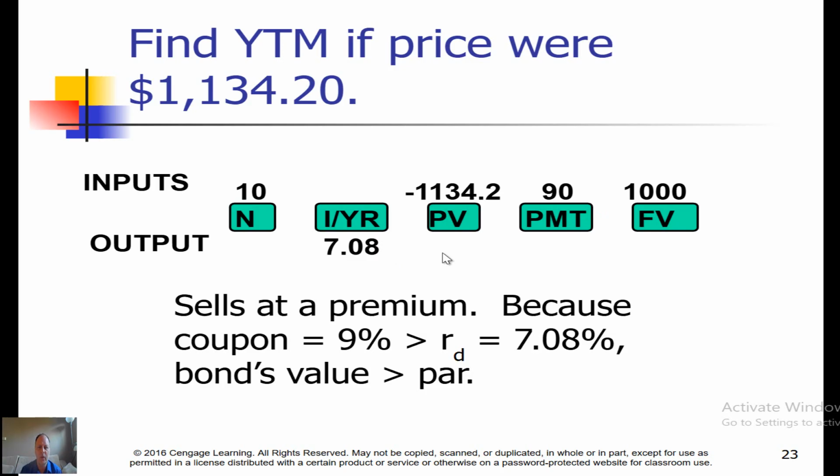And as a check, we know since our bond is trading at a premium, the yield to maturity must be below the 90 divided by 1,000, or the 9% coupon rate. So the bond sells for a premium because the coupon of 9% is greater than the required rate of return in the market of 7.08%. So the bond's value is greater than par.